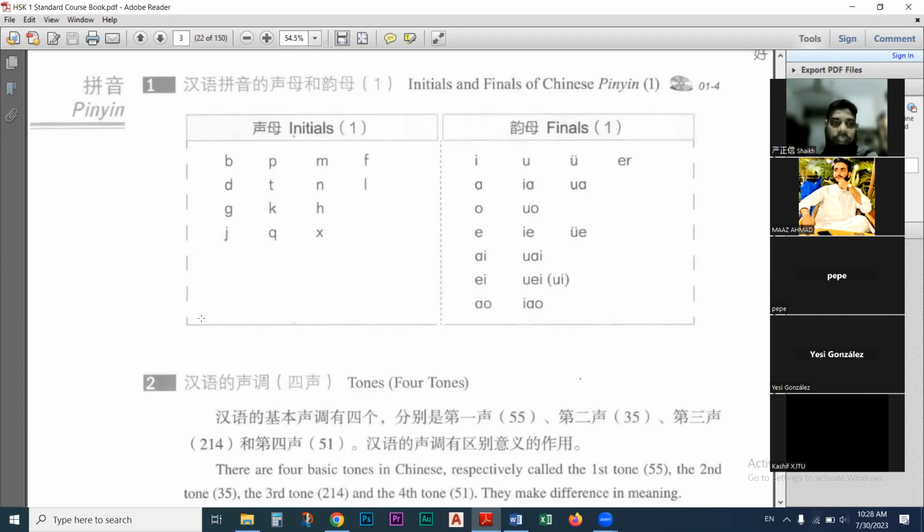Now I'm going to read the second line. The second line is de, te, ne, le. Okay, now it's your turn to read. De, te, ne, le.